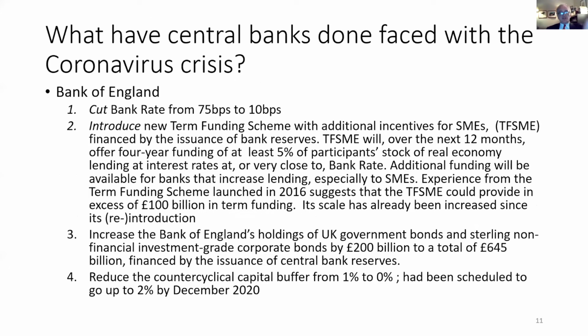Let's see what the banks have done. Traditional central banking stuff: cut bank rate, Bank of England, introduce a new term funding scheme, increase the holdings of UK government bonds, expand on QE by another 200 billion, and provide more room for bank demand.